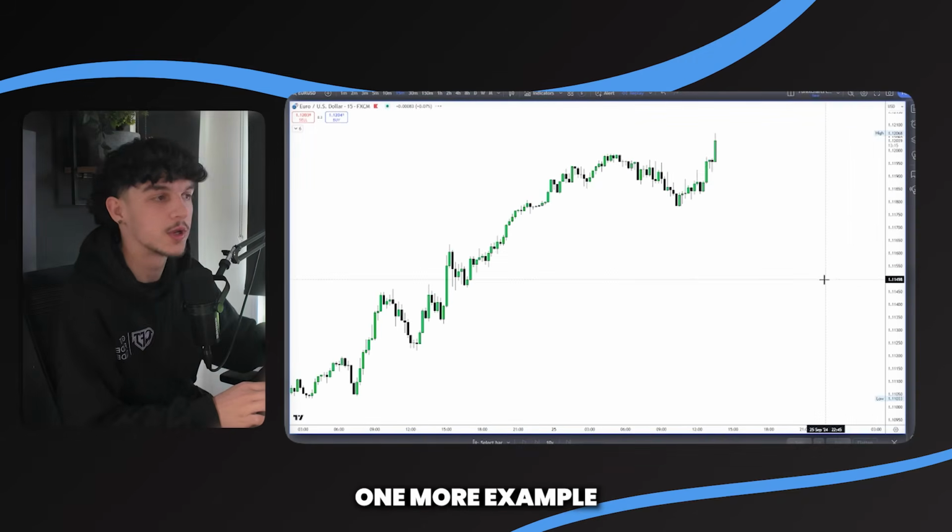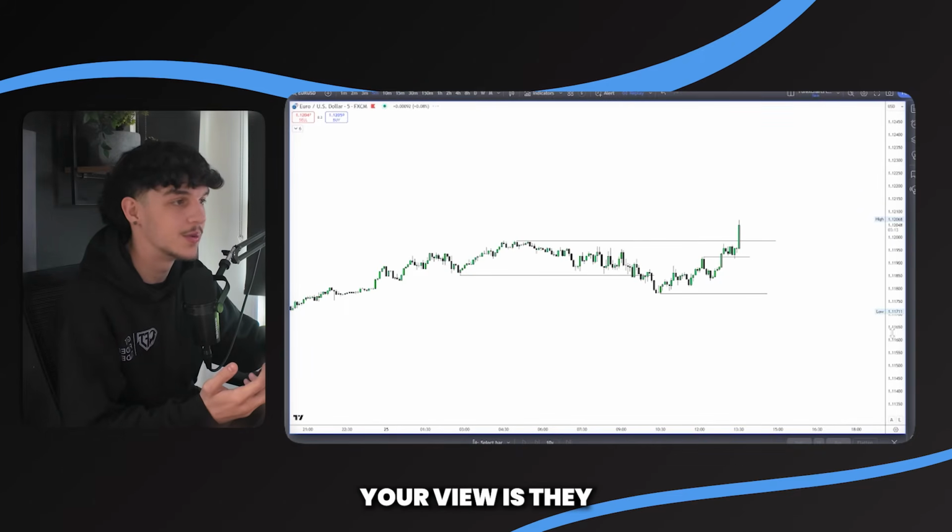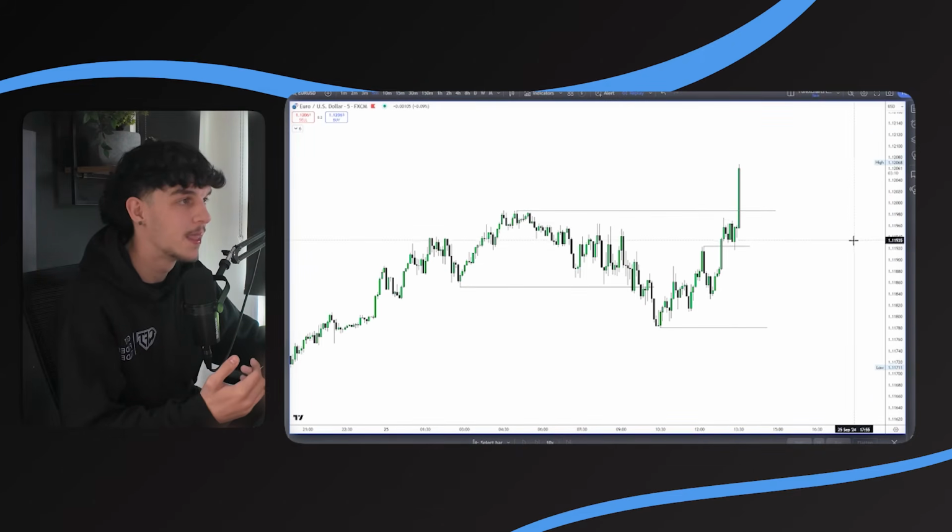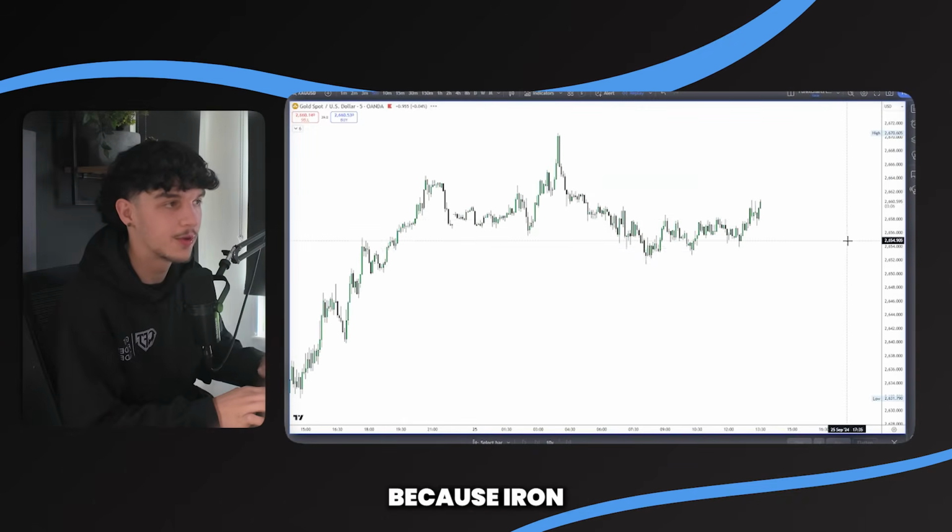So let's go through one more example. There you go. Look at that. Euro USD had a massive pop there. Is gold going to have a big pop? Because I am in gold longs.